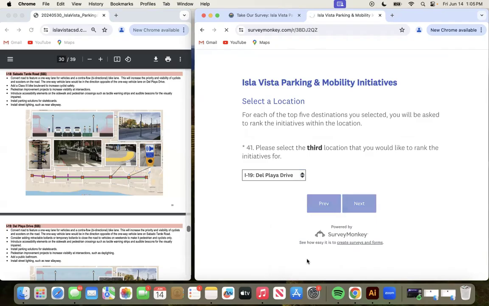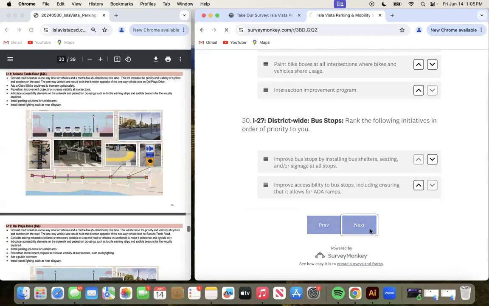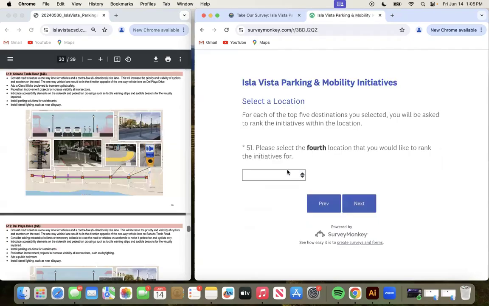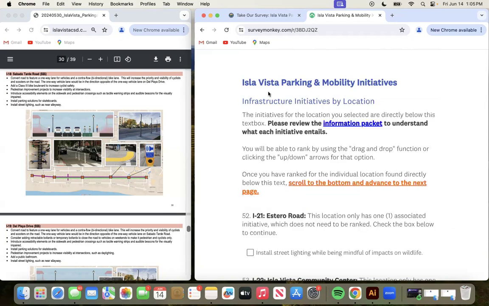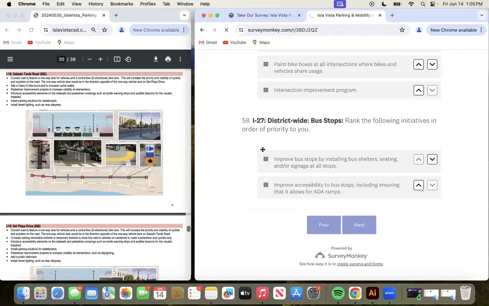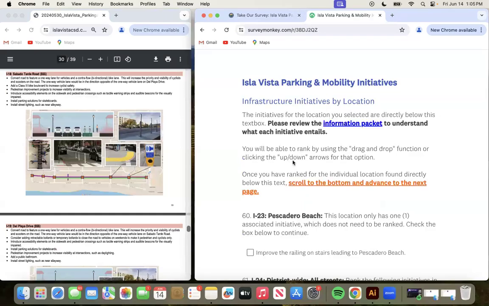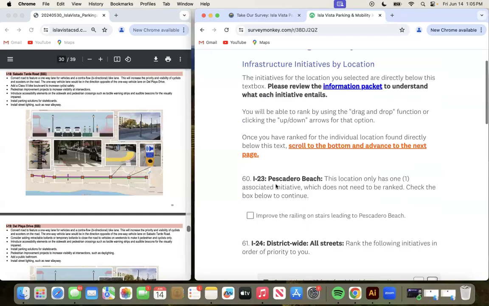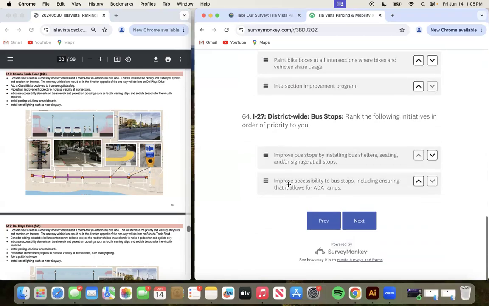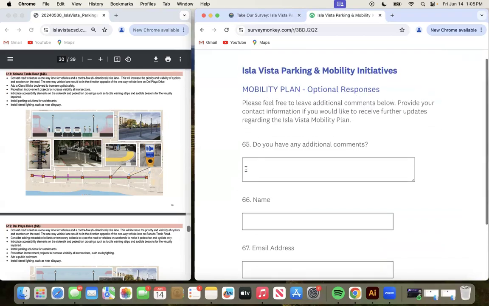So I will be arbitrarily filling these in just for the purposes of this video, but please take your time when you're answering this. Solving parking and mobility in Isla Vista is a very complex issue. So we know the survey is very long, but we really appreciate you taking the time to familiarize yourself with all these materials and all these terms and giving us thoughtful answers. We really, really appreciate your time doing that.